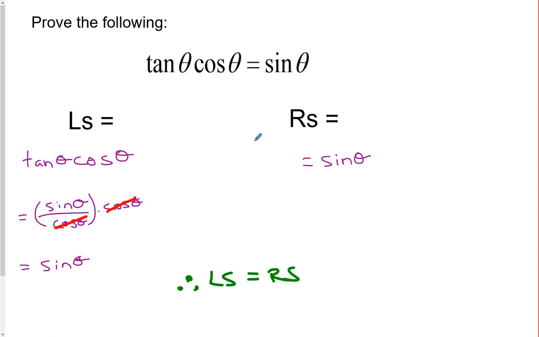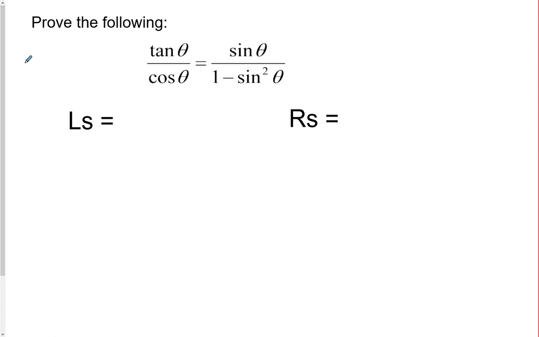Let's try one that's a little more complicated. Here's another one we're going to prove. Ooh, this one looks frightening. We got tan theta over cos theta equals sine theta over 1 minus sine squared theta. Whew. Okay, how are we going to prove that this is true?